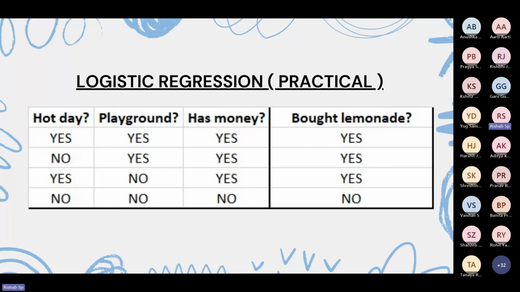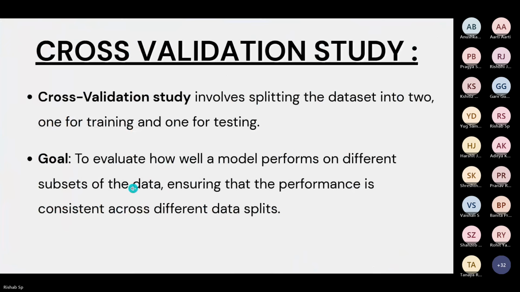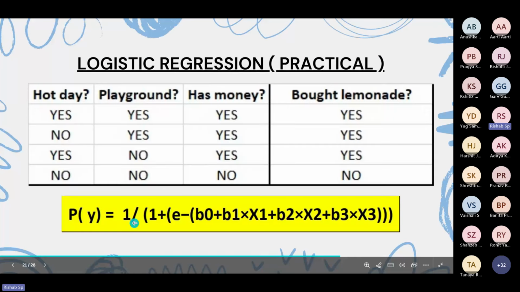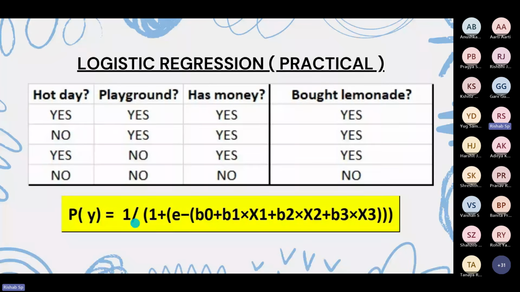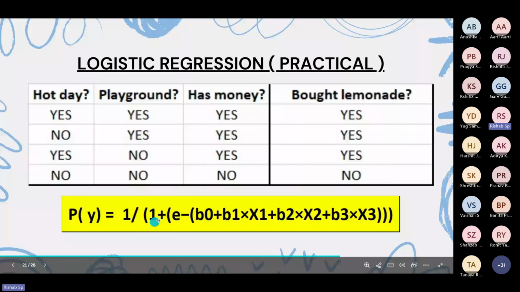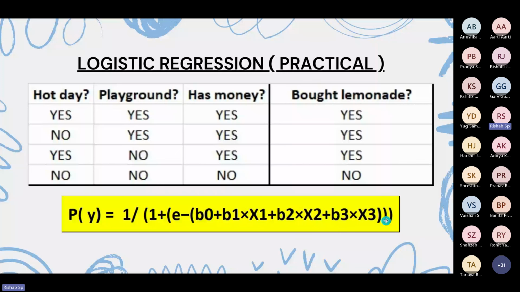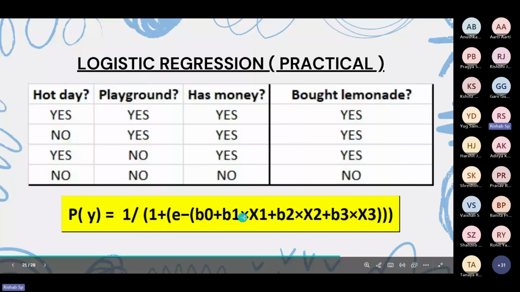Then how will we find the probability? I mean, which equation to use? This is the equation. It feels too complex, but it's simple. Basically, 1 divided by 1 plus e raised to minus, what is this? What do you think this is? This B0, B1. B is basically beta. B0, B1, X1, B2, X2. What is this? Just reply.